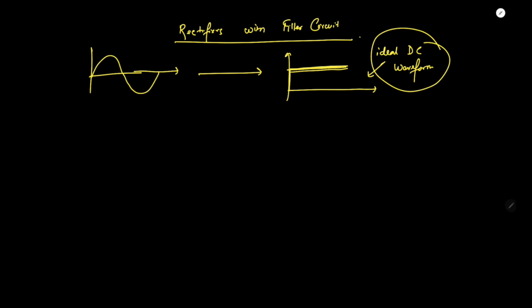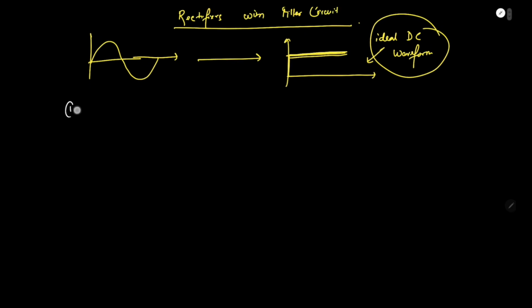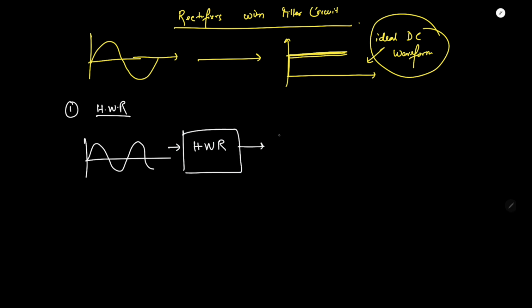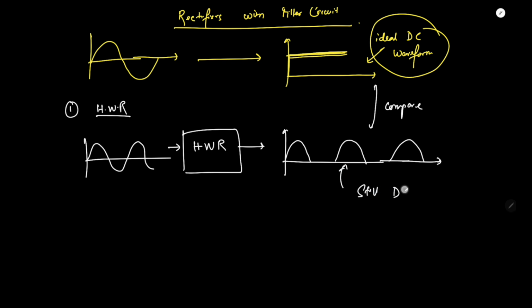Fine, but if we consider the half wave rectifier, if the input is sinusoidal, what kind of output voltage will we get? We'll get it like this, right? So if you compare this with the ideal case, we can see it is not the same. It is still DC, but it in no way matches the ideal DC waveform.